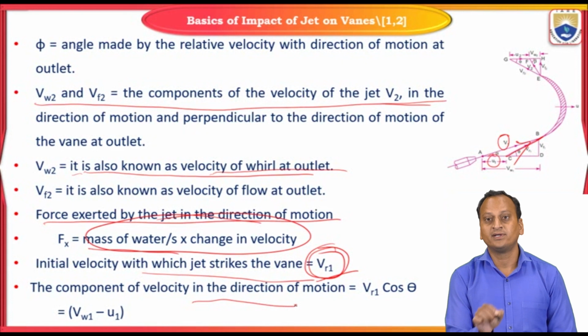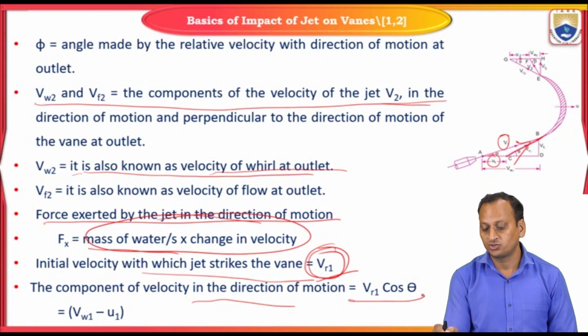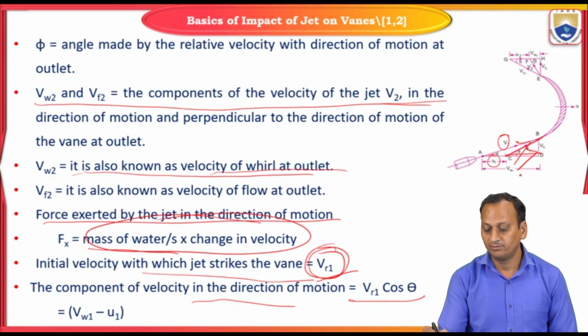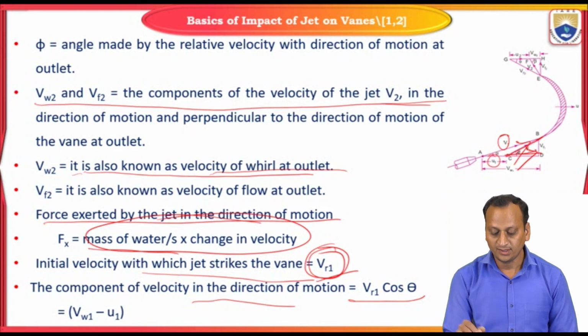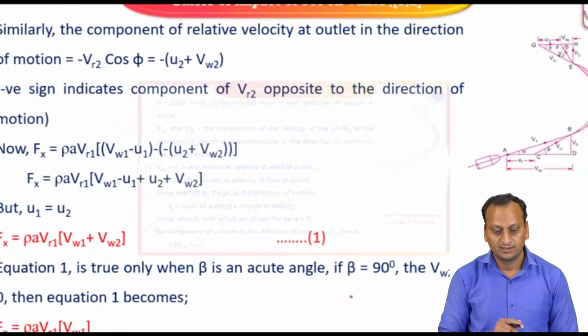The component of velocity in the direction of motion at inlet is VR1 cos theta. That is nothing but VW1 minus U1. So VR1 cos theta is nothing but VW1 minus U1, at inlet.